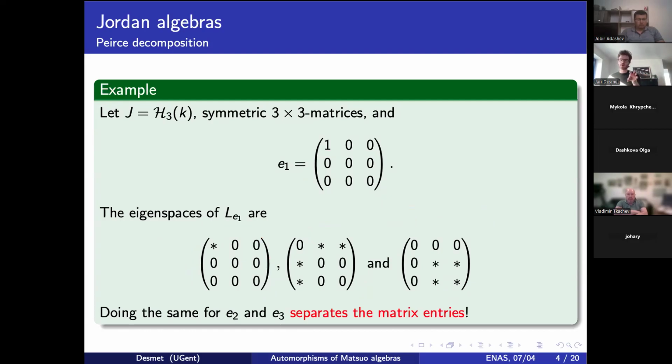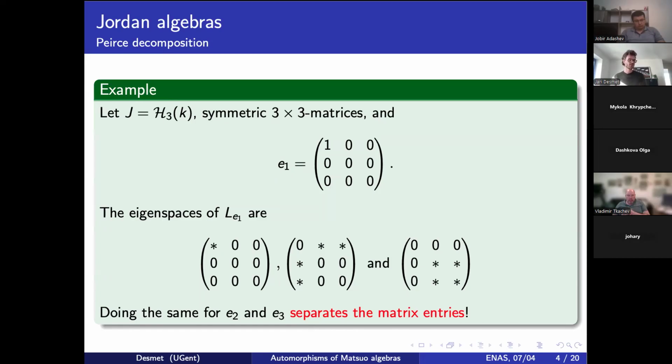where E2 is the matrix with just the 1 on the second diagonal position, and E3 a matrix with only a 1 on the third diagonal position, then you can see that this really separates the matrix entries, in the sense that if I take the intersections of eigenspaces, then the intersections will be at most one-dimensional. And E1, E2, and E3 have commuting multiplication operators. But this kind of tells you that just from these idempotents, I can reconstruct the matrix entries.